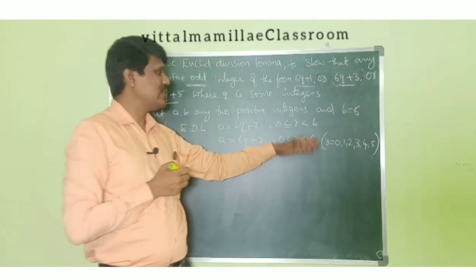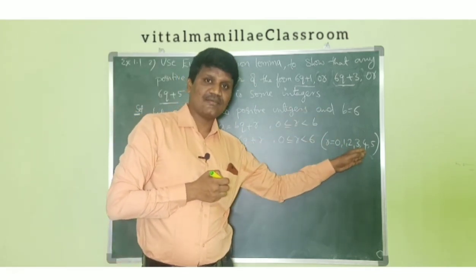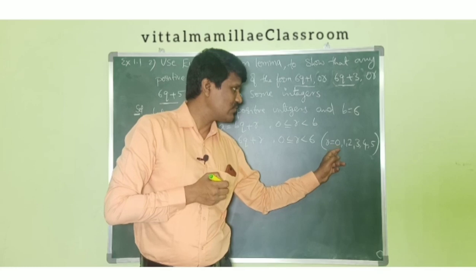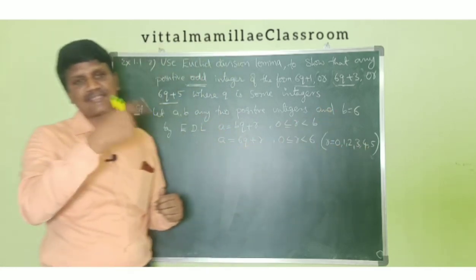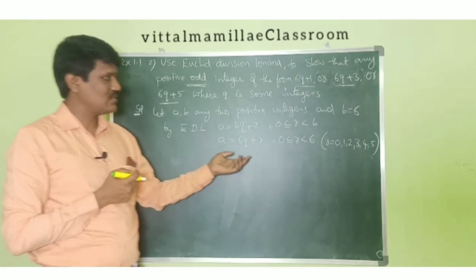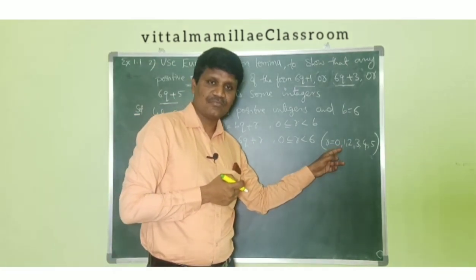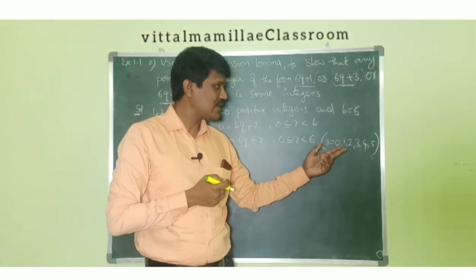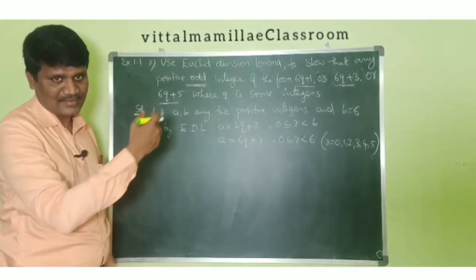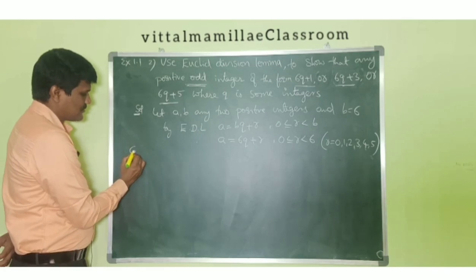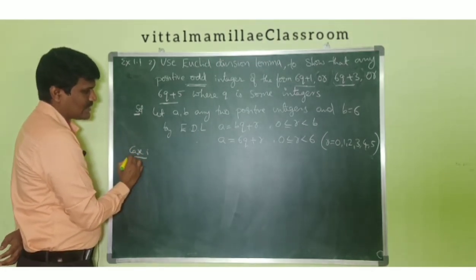Now how many remainders are there? 1, 2, 3, 4, 5 and 0, so 6 values are there, right? So you should take 6 cases. In the first case, you take r is equal to 0. In the second case, you take r is equal to 1. In the third case, you take r is equal to 2, like that. Okay, case 1.